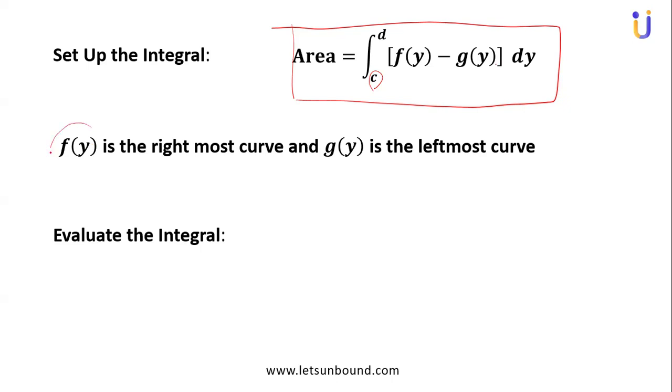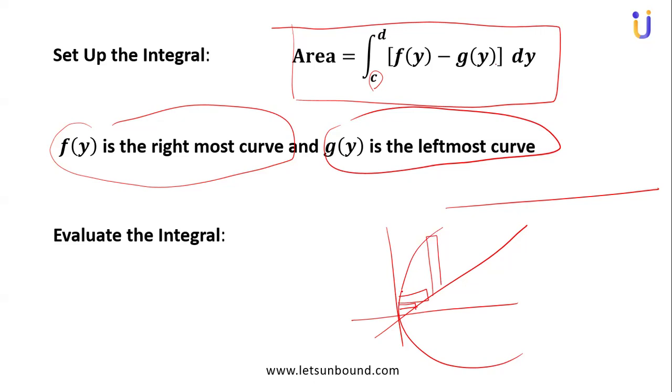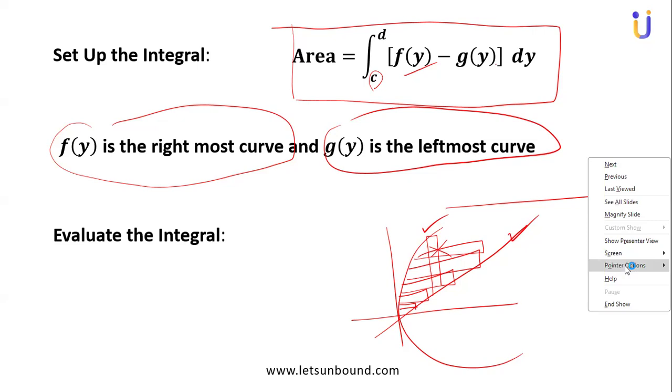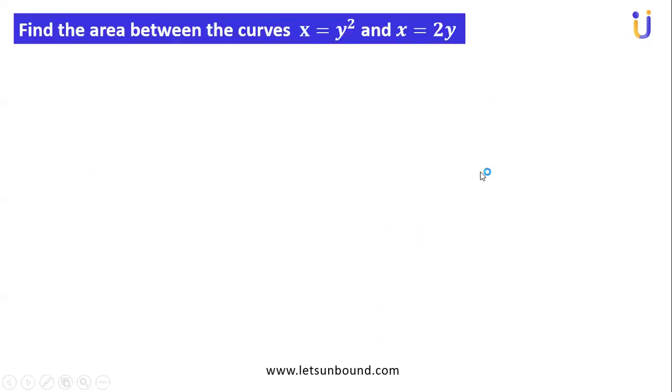Here, f of y is the rightmost curve and g of y is the leftmost, because when you see horizontally how we are finding the integral, we are making the rectangles horizontally. It's not like the earlier interval, right? So we are making them horizontal. So here we will check which is the leftmost and which is the rightmost. Okay. So rightmost comes first, leftmost comes next. And evaluate the integral. That's simple.